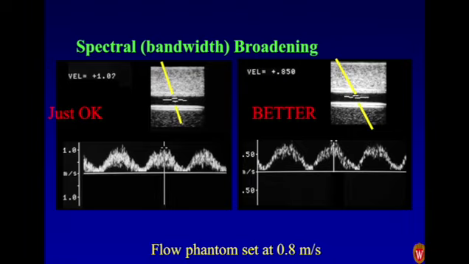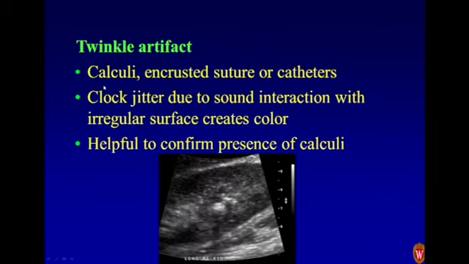So here we go. We've got a velocity measurement of 1 meter per second and 0.85 meters per second. The only thing different between the two is electronic steering. Now, this is a phantom, and in that phantom, I set the velocity at 0.8 meters per second. Which one measured more accurately? The one that is less perpendicular to the direction of flow. The further towards perpendicular, the more inaccurate your velocity measurement is going to be.